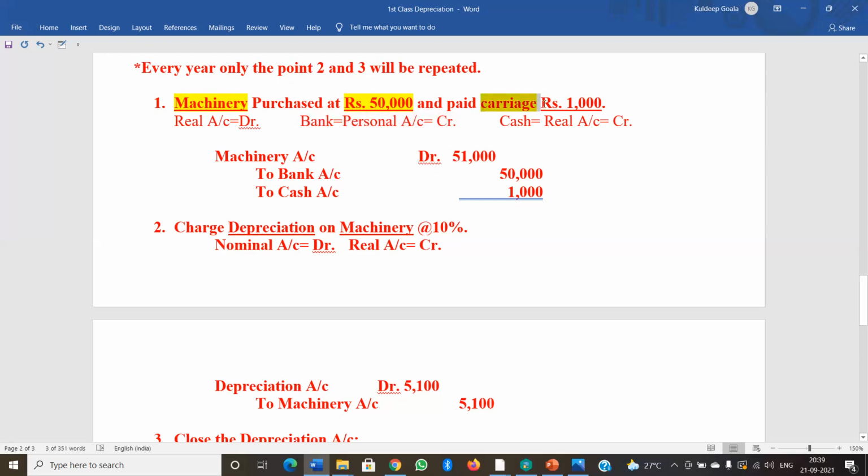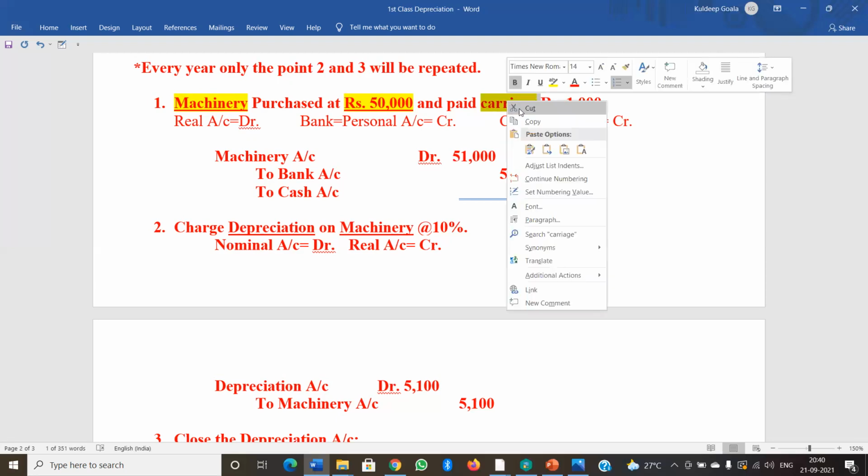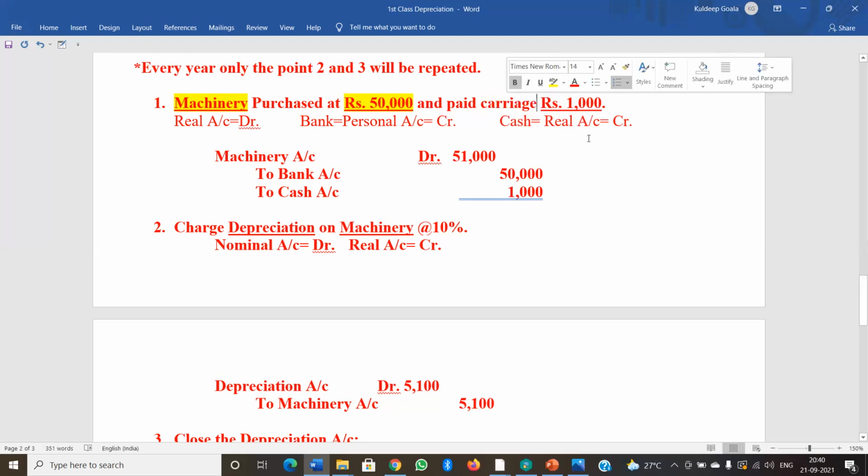Then coming to the next one, carriage. Carriage is a nominal account, but we are not going to record carriage here. Remember that we are not going to record carriage here. Why will we not record carriage here? Because whenever any expense is made at the time of purchase of an asset, we take it as a capital expense. Whenever any expense is made while purchasing the asset, we take it as capital expenses. Okay, and that is added with the value of the asset. So here carriage of 1,000.